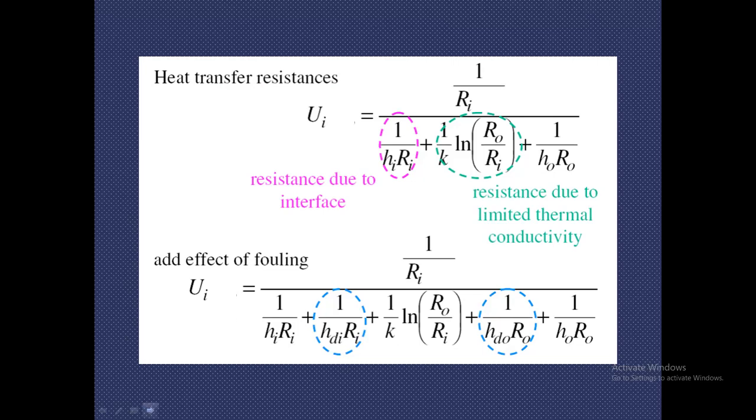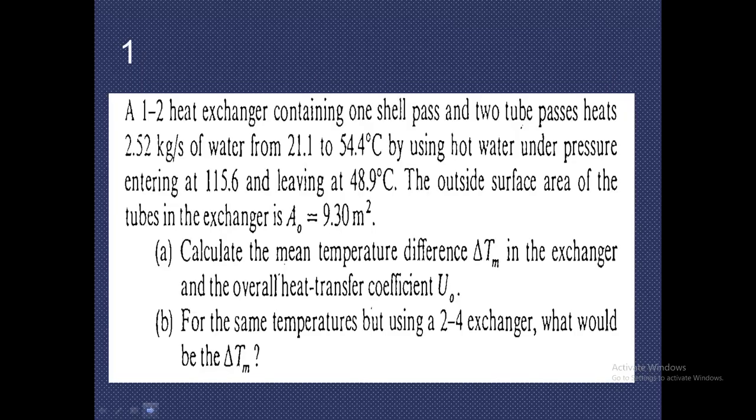Okay? Those are the formulas that we will be using in the following sample problems. So this will be our first sample problem for this afternoon. You are given a 1-2 heat exchanger containing 1 shell pass and 2 tube passes that heats 2.52 kilograms per second of water from 21.1 to 54.4 degrees Celsius.